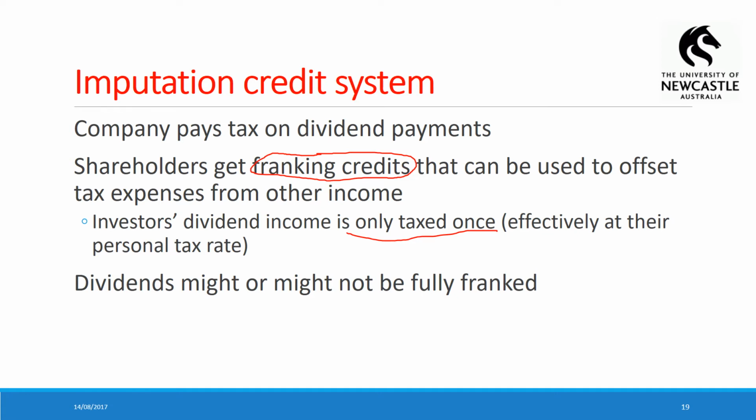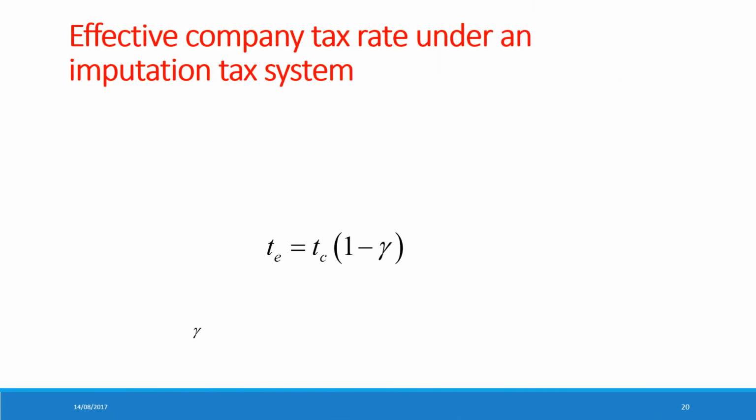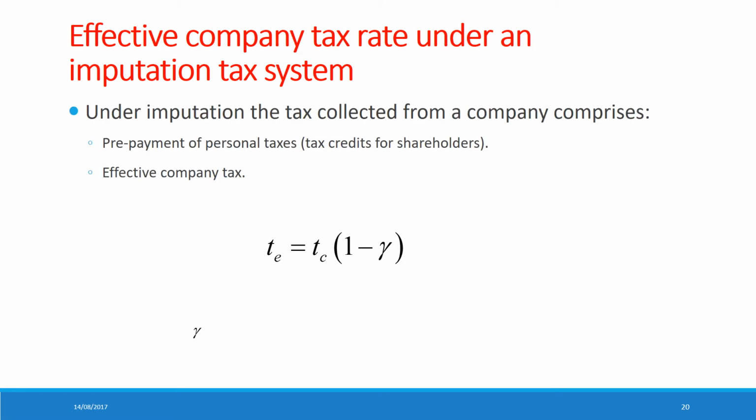Dividends might not be fully franked, meaning that if a company doesn't pay out the entire tax payment in franking credits, then they still have to pay a little bit of tax, yeah? Also, for tax purposes, only shareholders that are Australian citizens can get the franking credits, right? So how does that affect the company's tax rates, yeah?